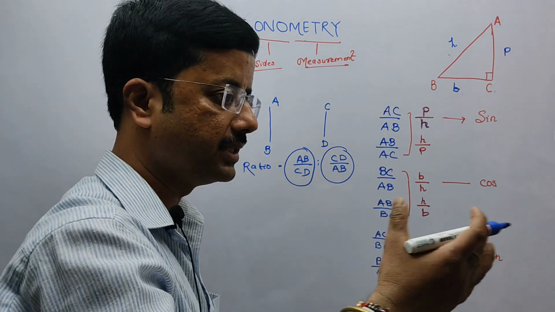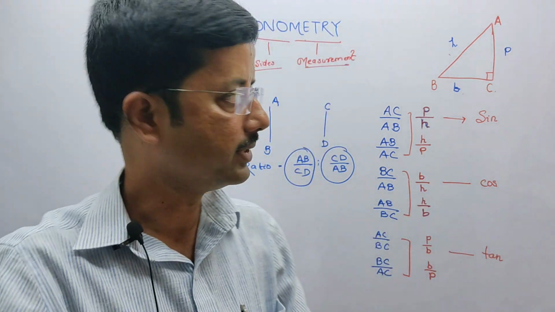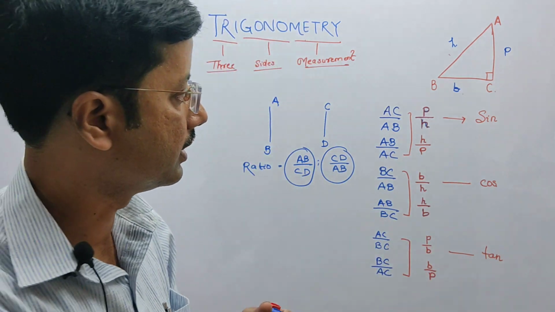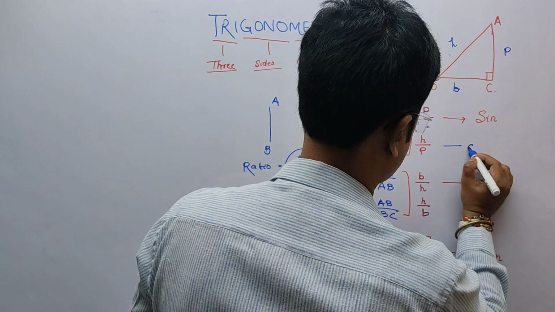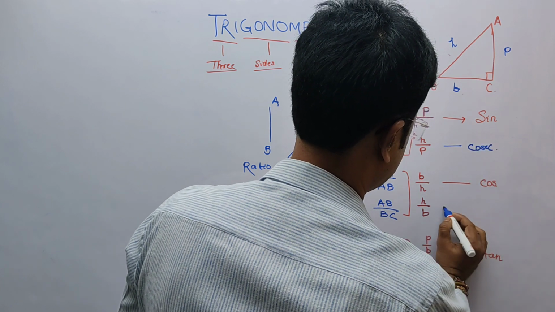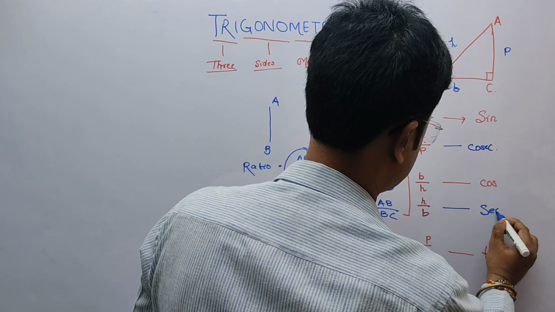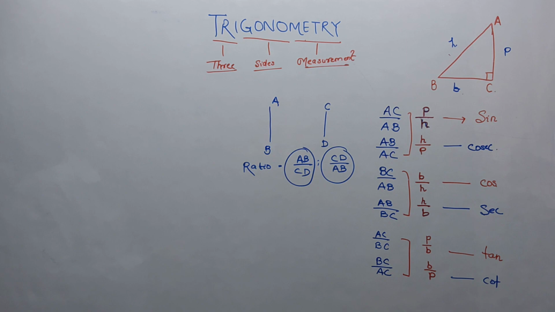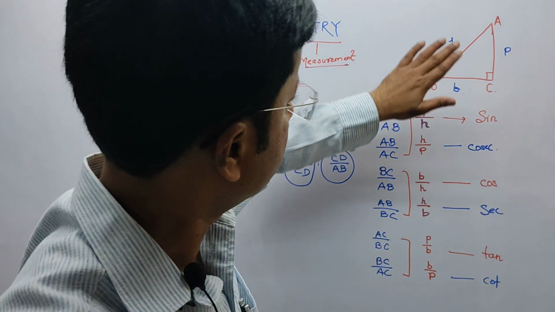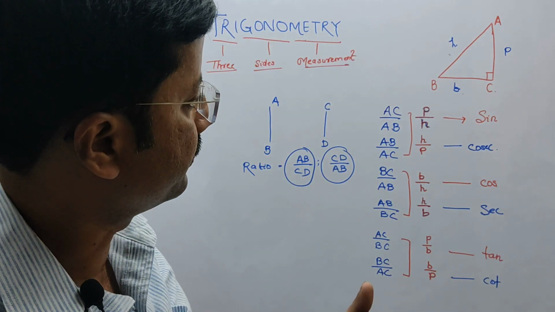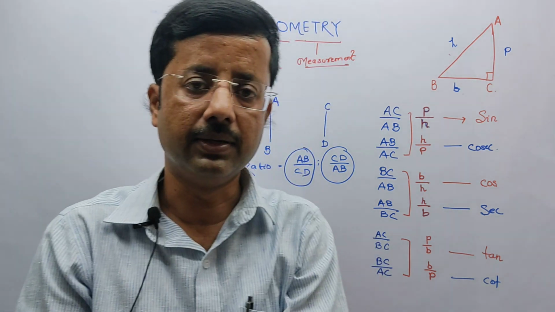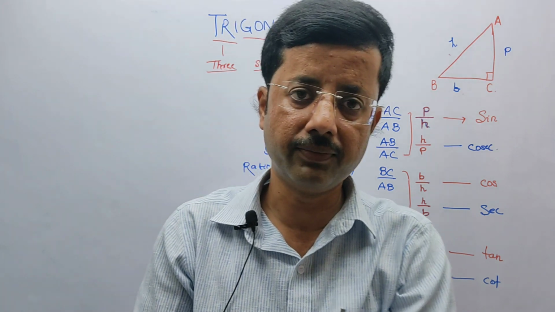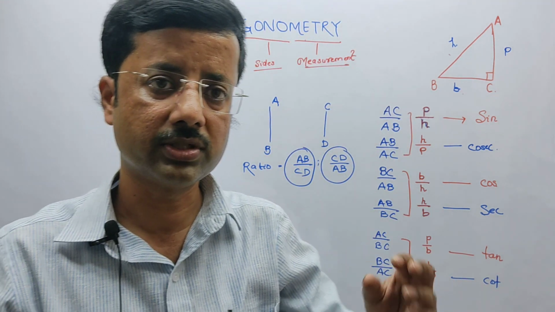Now this perpendicular by hypotenuse is sine, and when we take the reciprocal, hypotenuse by perpendicular, then this is called cosec, this is called sec, and this is called cot. Right? So the ratios of the different sides in a right angle triangle are given different names, and these names are sine, cos and tan.